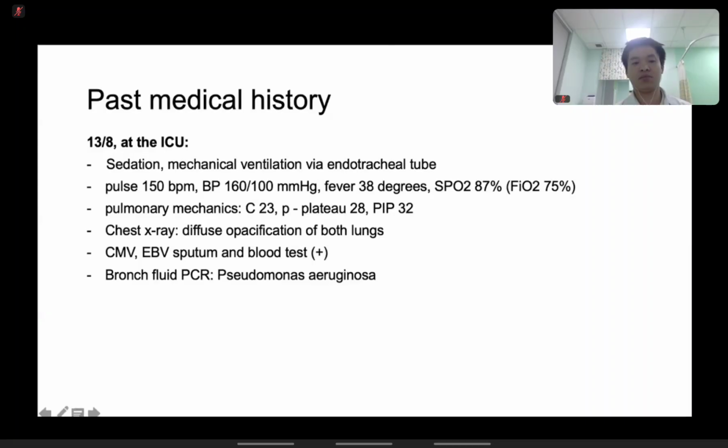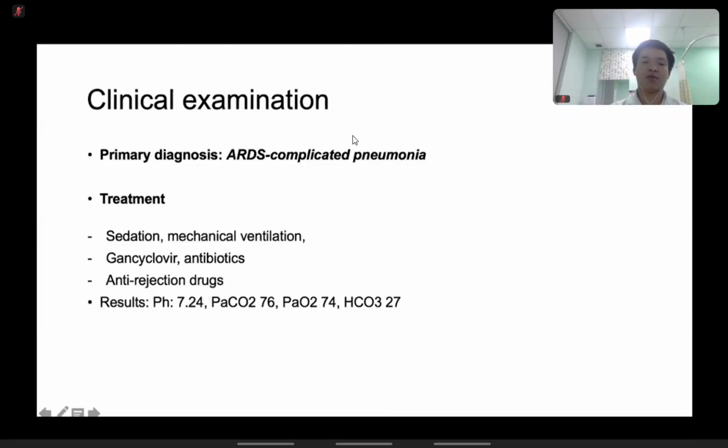The test for CMV and EBV, in sputum and blood, is positive. Bronchial fluid PCR shows Pseudomonas aeruginosa positive. The patient was diagnosed with AIDS complicated by pneumonia, and the treatment is sedation, mechanical ventilation according to ARDS protocol, ganciclovir, antibiotics, and anti-rejection drug.